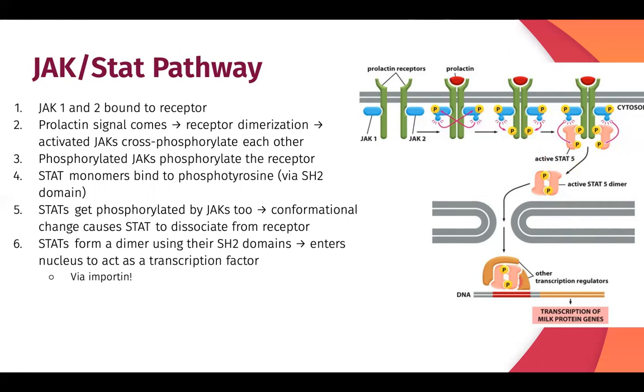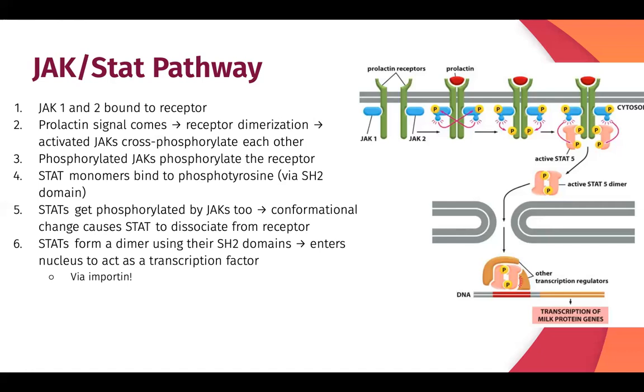So this is another example of a protein with an SH2 domain. And STATs get phosphorylated by the JAKs too. So the JAKs are kind of phosphorylating everything. This causes a conformational change so that the STATs dissociate from the receptor and then they form a dimer using their SH2 domains. And so then it's this little 2-STAT protein here. And this is allowed to then enter the nucleus and it acts as a transcription factor. And as we know, for nuclear import, it uses importin.